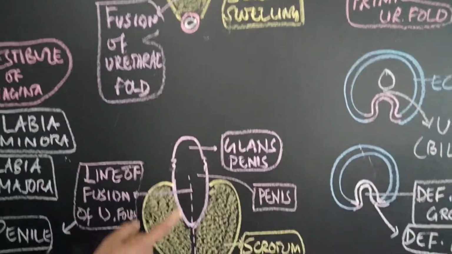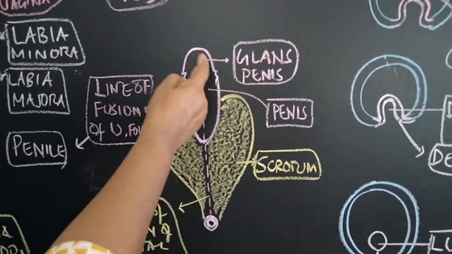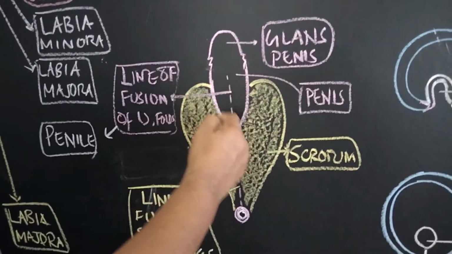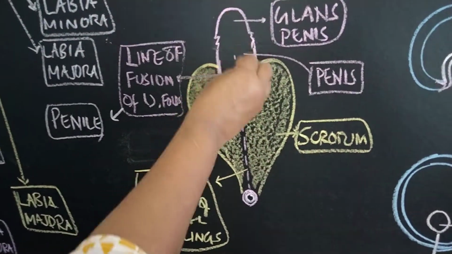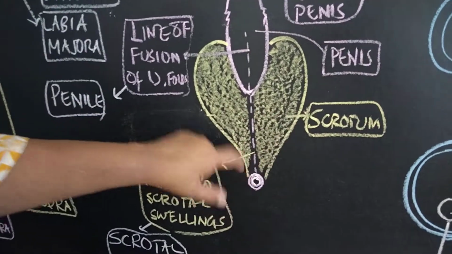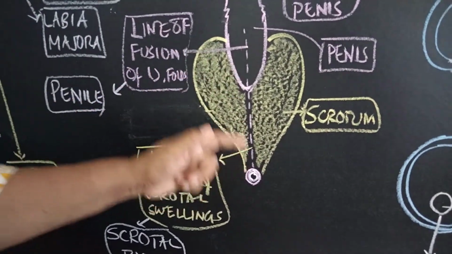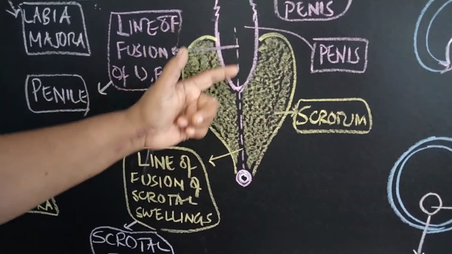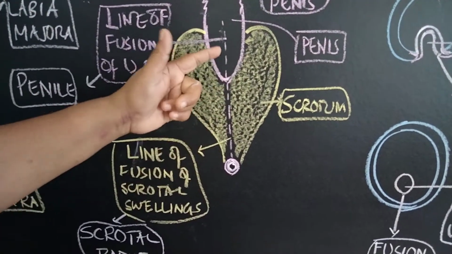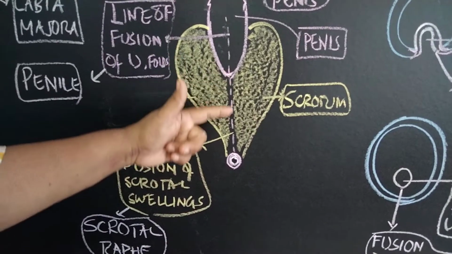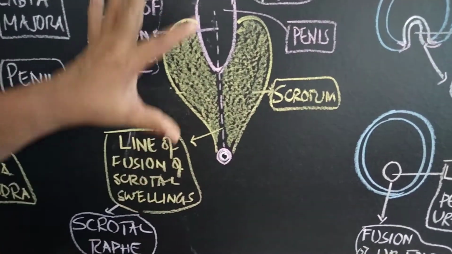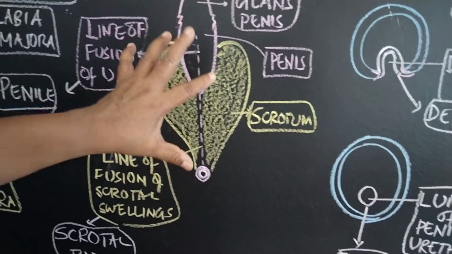So ultimately this is the formation of the glans penis and the main shaft of the penis, that is being formed from this urethral fold, and this part, the scrotum, is formed from the genital swelling, and there is a line of fusion. This line of fusion between the two folds is called the urethral raphe, and this is the penile raphe, that is the fold of the scrotal swelling, that is the scrotal raphe. This is how the male counterpart is being formed.